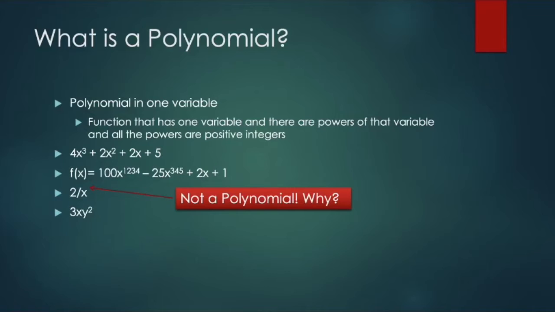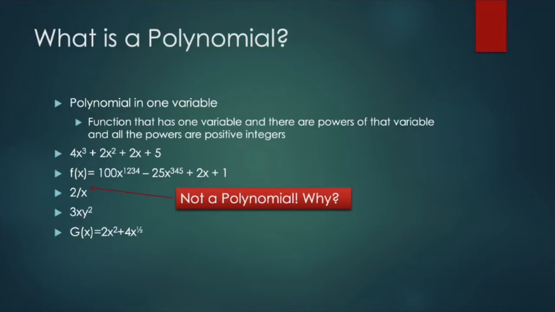All right, this one, is this a polynomial, yes or no? I heard yes. X has an invisible 1, right? Oh, no, it's not. Why? It has two variables, x and y. It is not a polynomial because I have two variables and not one.